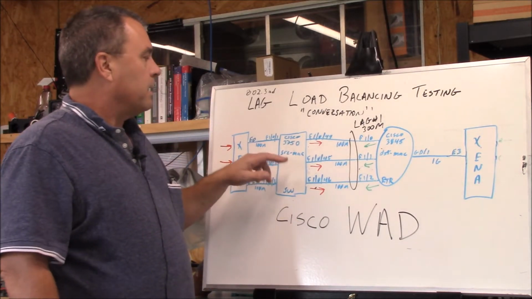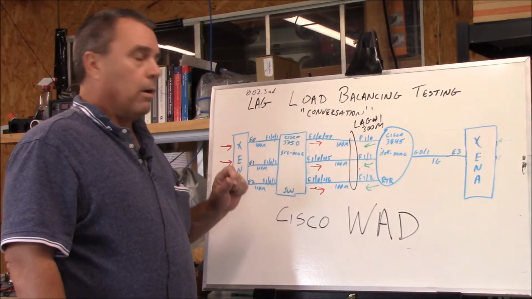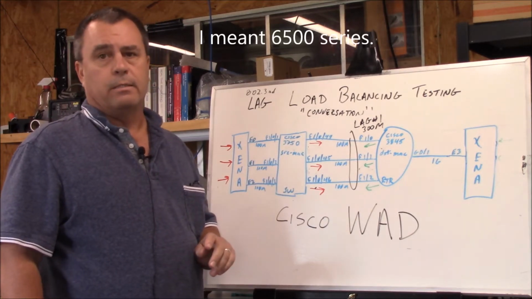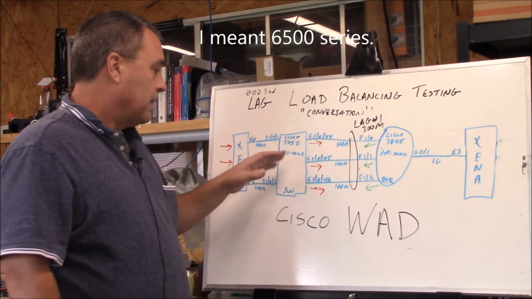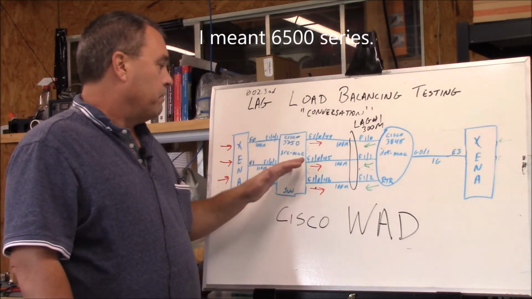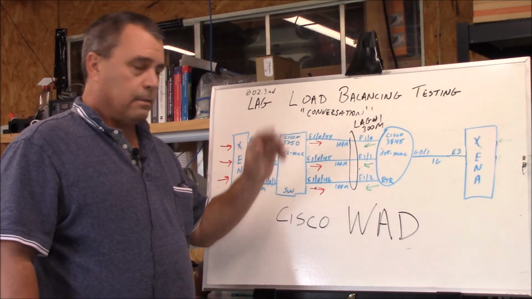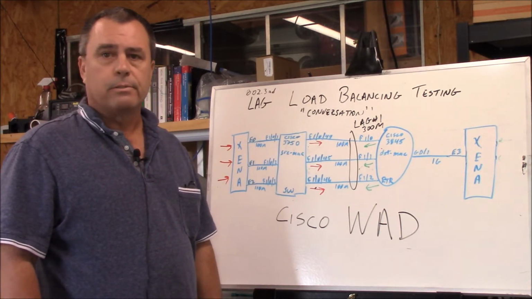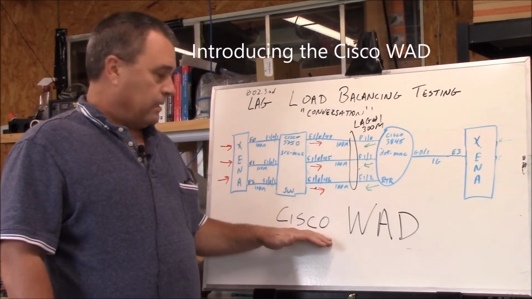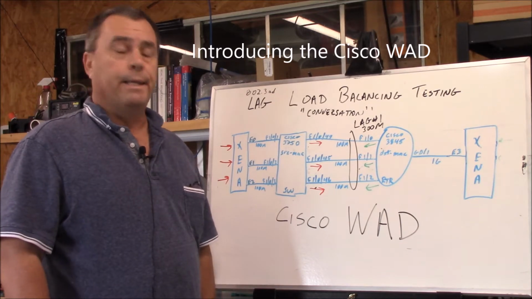And I'm telling you, this bug has been around forever. It was around in the 6400 series Ethernet switches. I wanted to introduce you to this bug that's been around forever, has some weird workarounds and notes like that. This is, ladies and gentlemen, your introduction to the Cisco WAD.